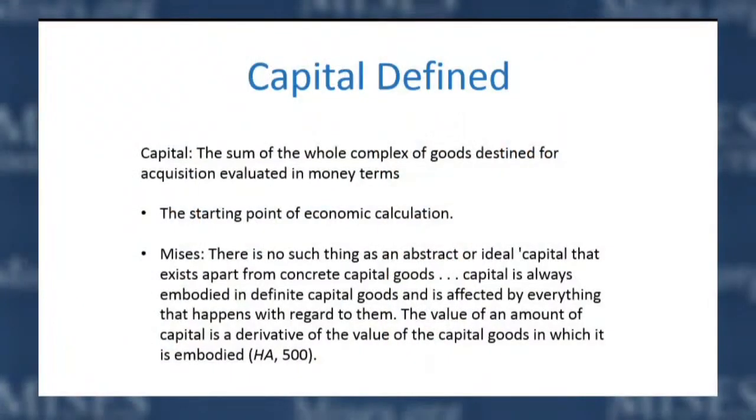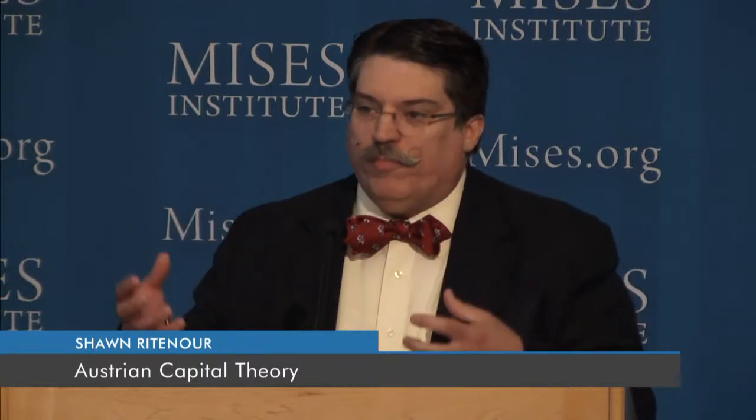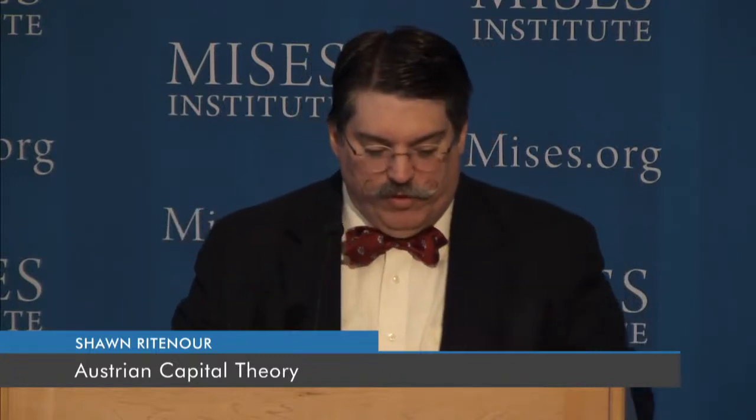Mises reminds us, on page 500 of Human Action, if you're interested, he says, quote, "There is no such thing as an abstract or ideal, quote unquote, capital that exists apart from concrete capital goods. Capital is always embodied in definite capital goods and is affected by everything that happens with regard to them. The value of an amount of capital is a derivative of the value of the capital goods in which it is embodied." So capital as a tool of calculation is a monetary amount, but it's the sum of the value of physical capital goods. We have to keep both of them in play.